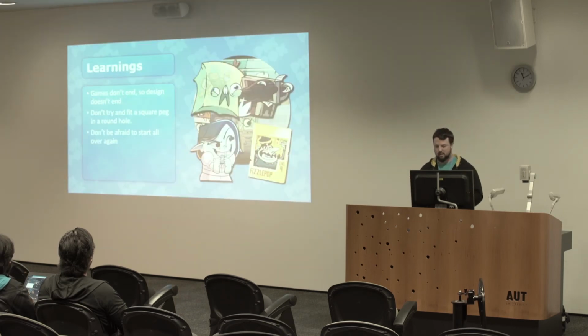So, learnings. Games don't end now, especially in the mobile space, so the design doesn't end. Keep iterating until you solve the problem. Don't try to hit a square peg into a round hole. If it's not working, don't be afraid to start all over again. You'll spot every single issue if you do that, which is good. You just have to stand back a bit and think about the requirements, what you're actually trying to solve.